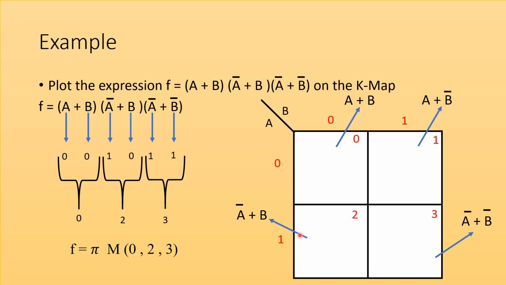Similarly, the third and fourth cells are M2 and M3 respectively. Now we have to place zeros. We have to place 0 in the cells of the max terms which are present in the expression. Which are the max terms present in the expression? 0, 2 and 3. Therefore, we have to place 0 in the corresponding cells, that is, M0, M2 and M3. And whichever max term is absent in this given expression, there you have to place 1, or you can leave it empty. So the mapping of this given expression is done.